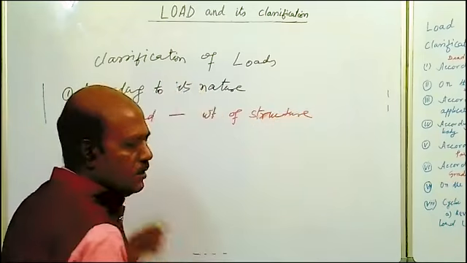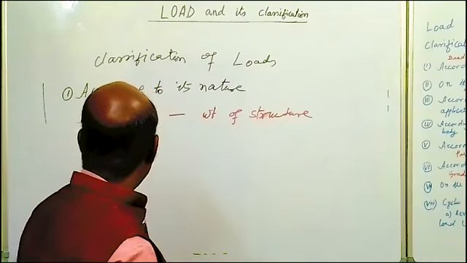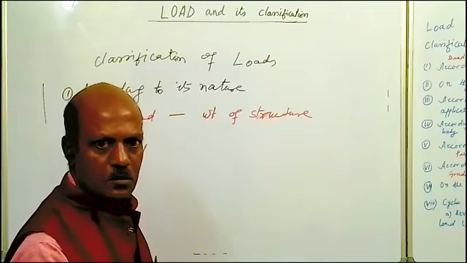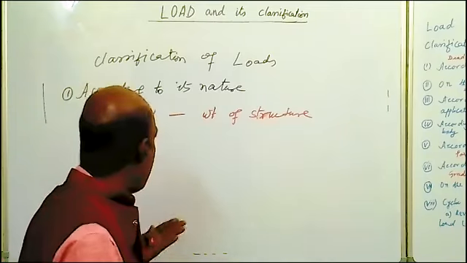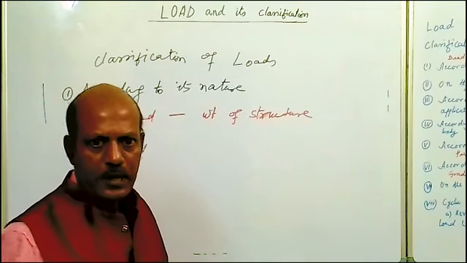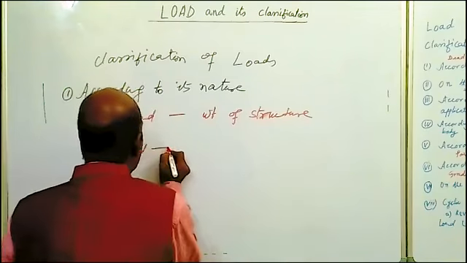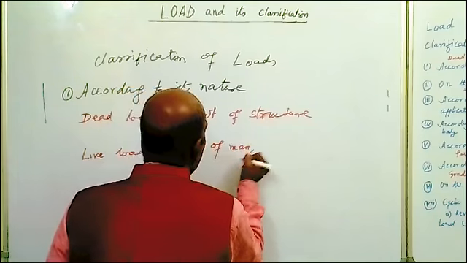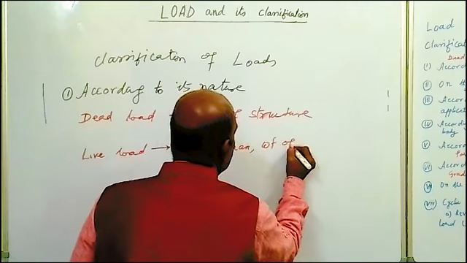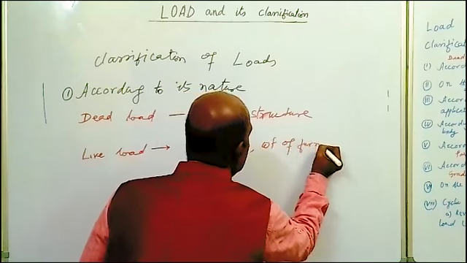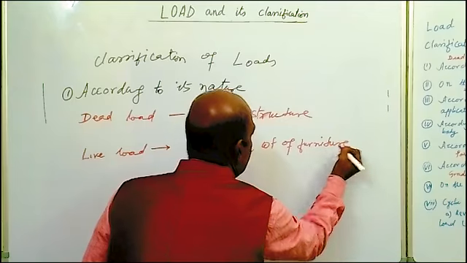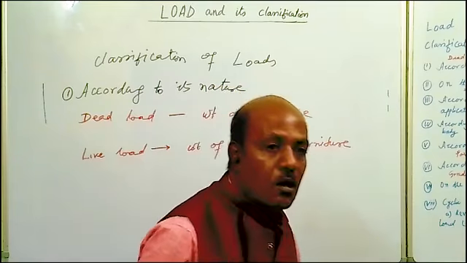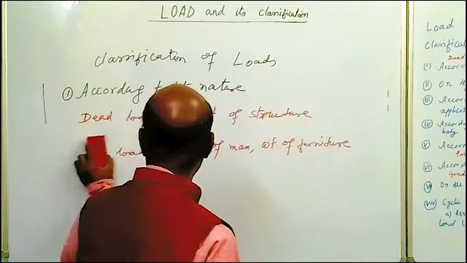So that is the load called dead load. Now the other kind of load as per this classification is live load. The load which is not permanent and continues to move throughout its life period, like the weight of a man or the weight of furniture. That does not remain at the same location, so this kind of load moves throughout its life period.